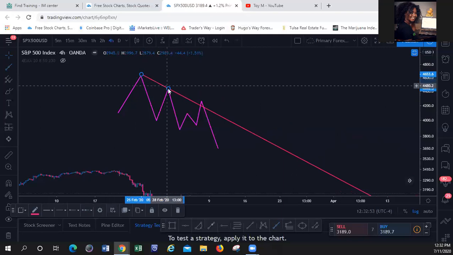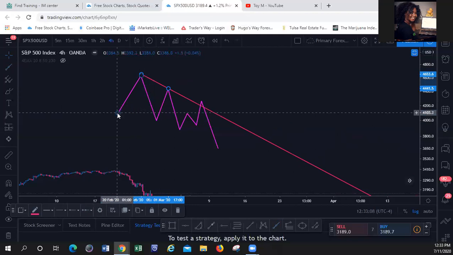The reason why I would make this point here and that would be valid is because as this trend went up and it came down, the sellers were in control, the buyers lost control because we had a break below the previous low right here, okay?